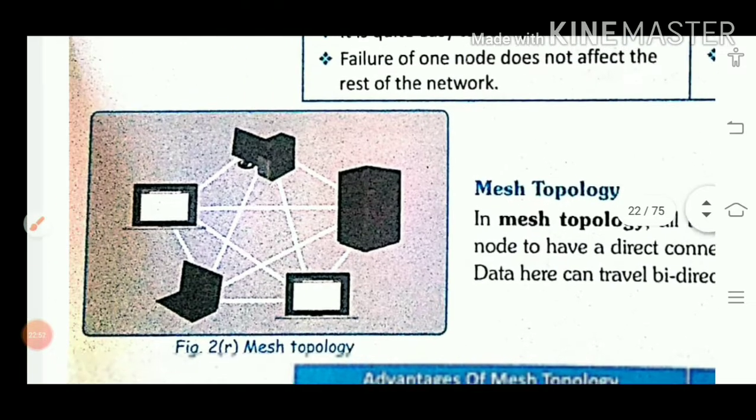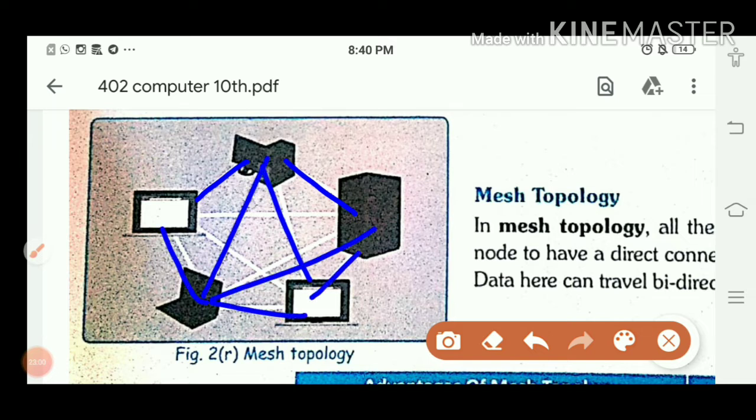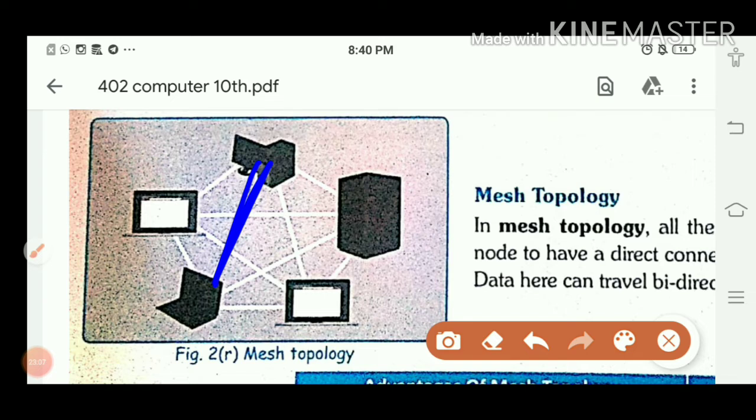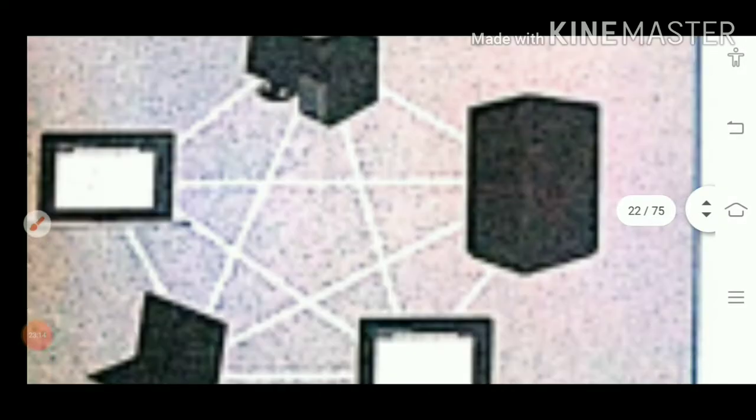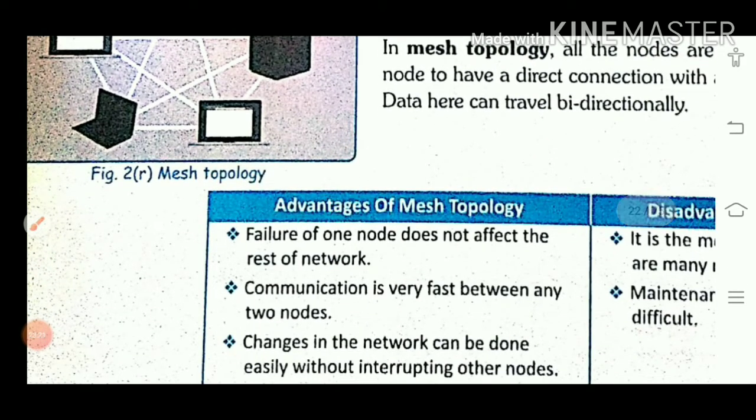Next is mesh topology. As compared to the above three topologies, in mesh topology all the nodes are connected to each other directly. They are requesting with each other. The advantage of this is that its speed is very high, because nodes directly contact each other. Disadvantage is that it is a complex network. Obviously, so many wires are there, so it is difficult to maintain this network. Maintenance is a bit tough. Communication is fast. This one is an advantage.